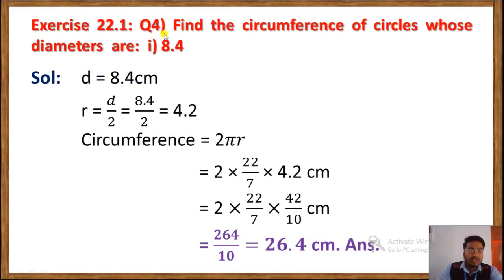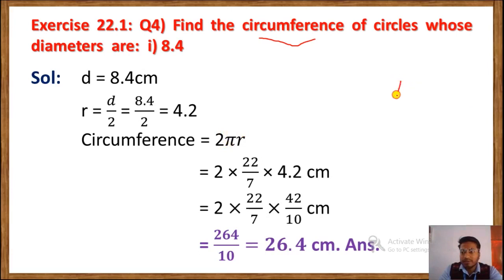Then this is question number 4. Find the circumference of the circle whose diameter is, question number 1, 8.4. So we have to find the circumference here, and you know the formula. The formula is 2 pi r. Here you can see the formula. We have the diameter, and if you see the formula, we need pi and r. You know the value of pi.